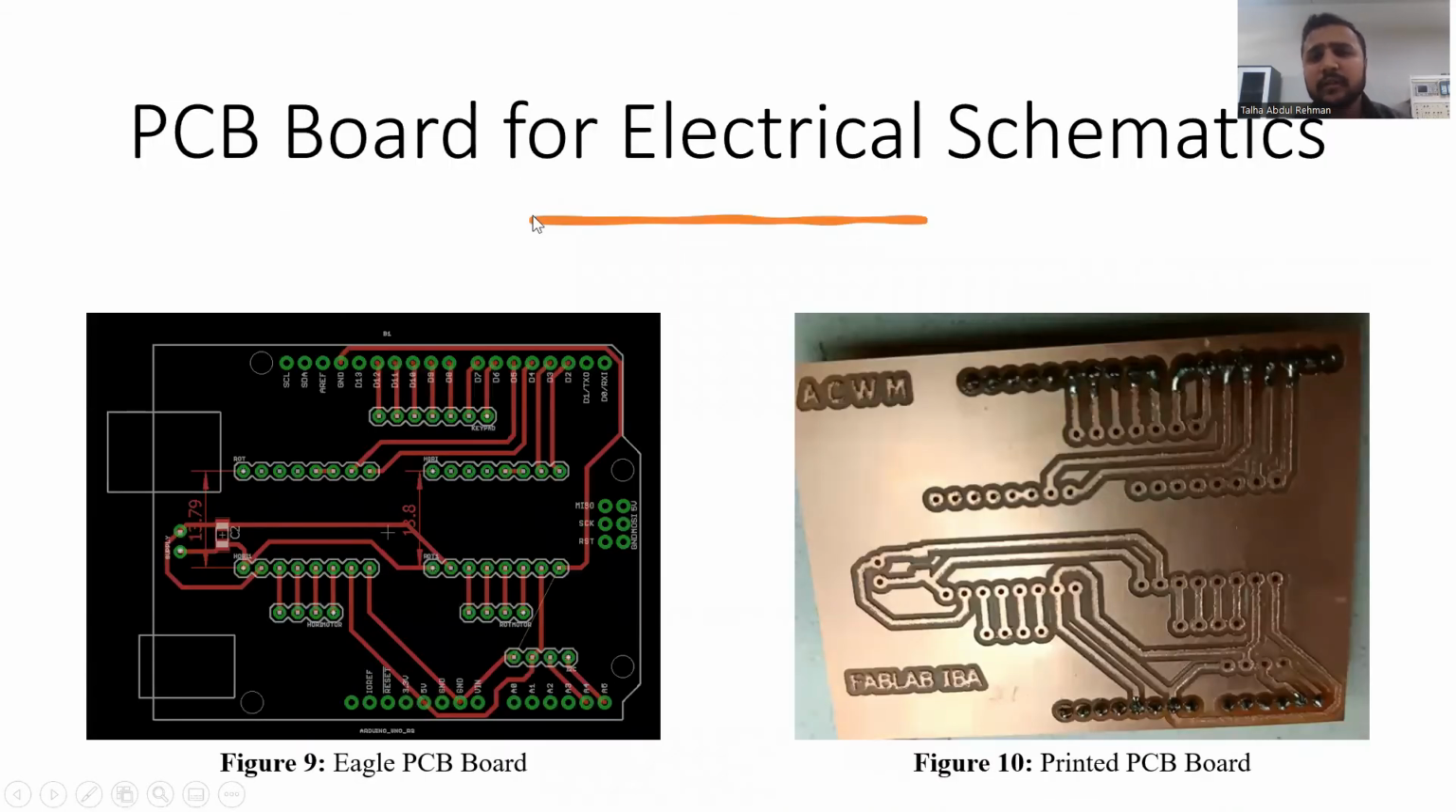Then coming towards the electrical schematics, we have designed the electrical schematic on Eagle, and the printed circuit board, the PCB, was made at our university IBA in the Fab Lab. So we have implemented a printed circuit board. In this part we use different headers. These are female headers for the components.